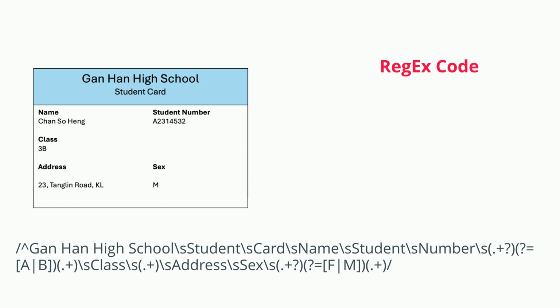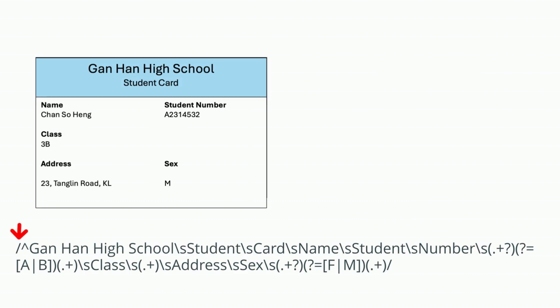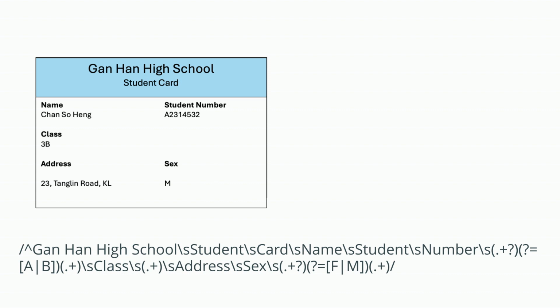Here is the code. Next, we will learn how to write the code. Start and end the code with a slash. Indicate the beginning with a caret. It follows by all the words in the whole first line. Use \s to indicate the next word after spaces or the next line. Next, \s and followed by the word student. Then \s card.